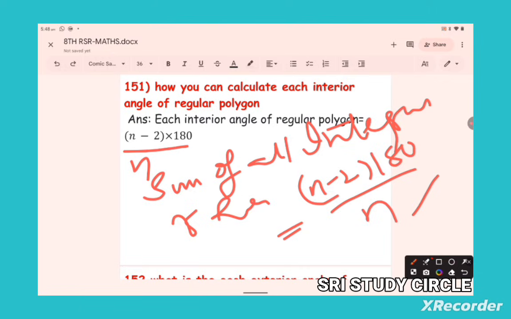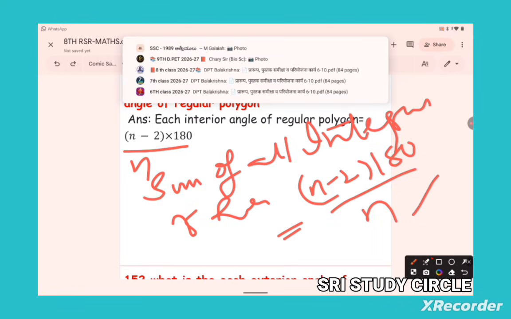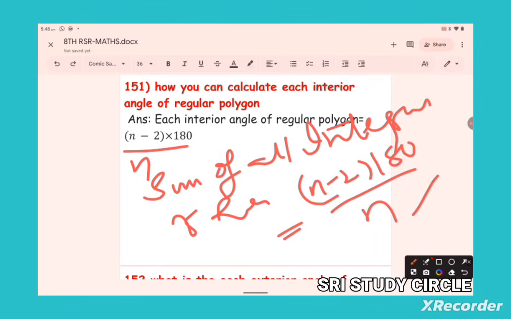Okay, what is the formula here? n minus 2 into 180 by n. Each interior angle of a regular polygon of n sides is equal to the formula n minus 2 into 180 by n. So this is the right answer.